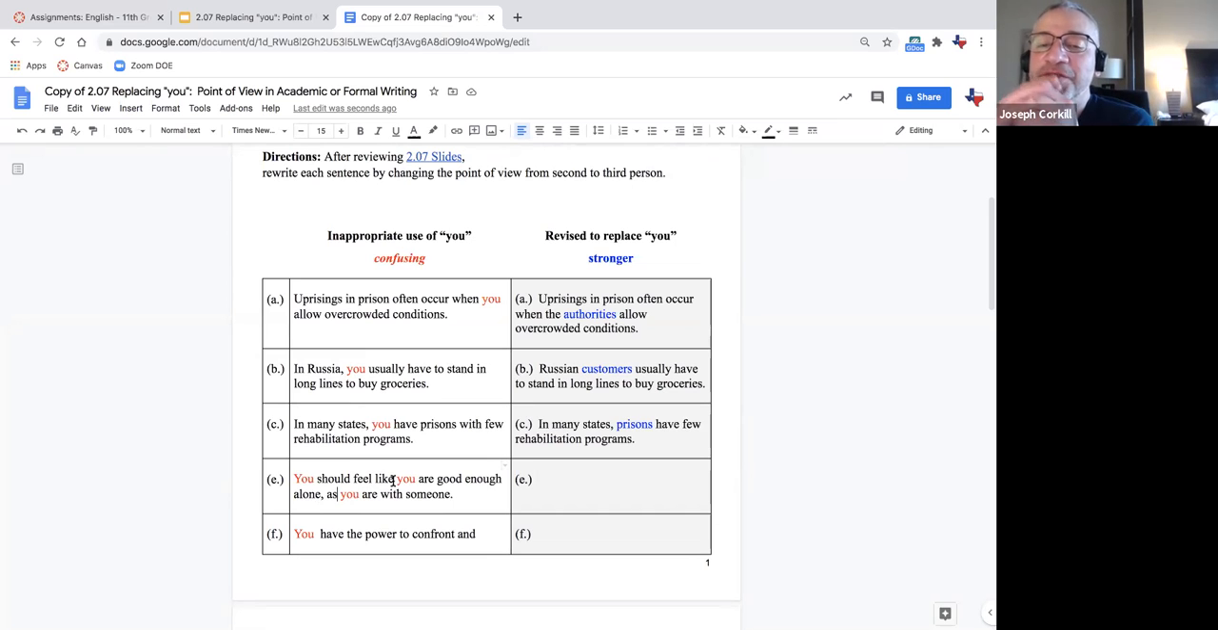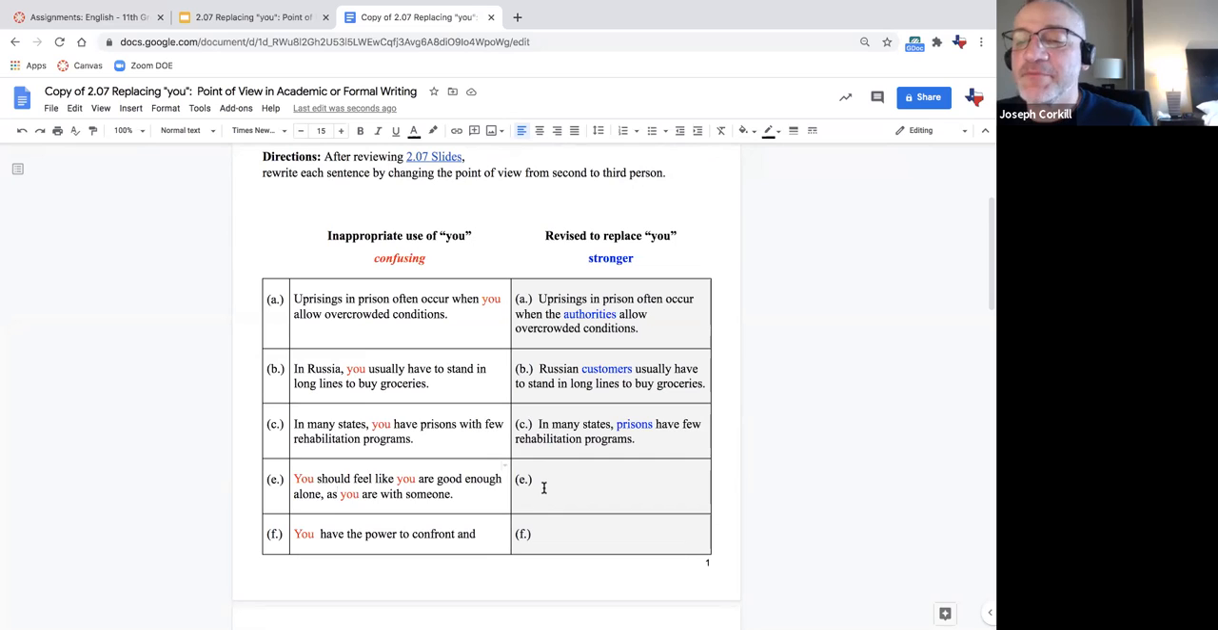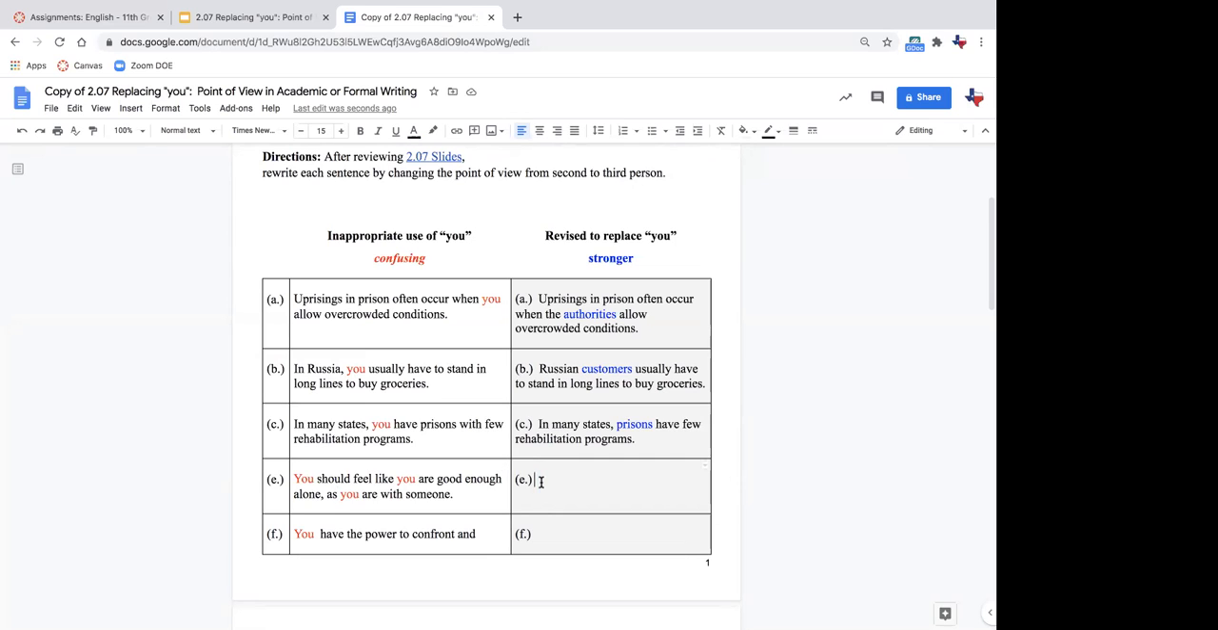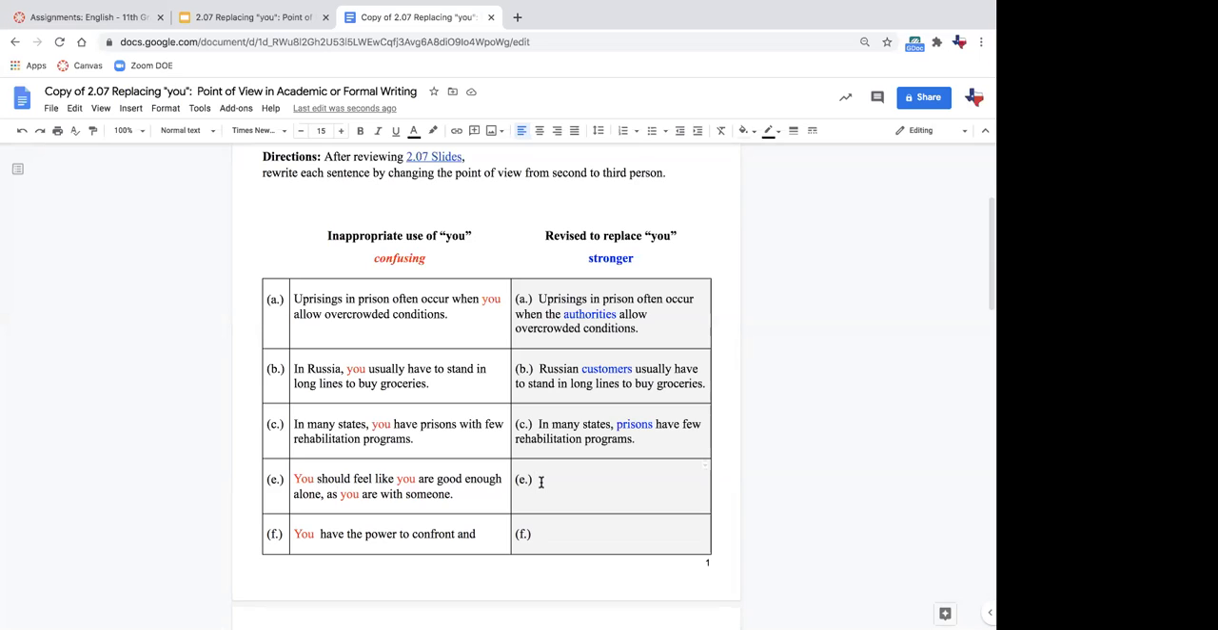Okay, who wants a shot at this one? Who wants a shot at changing it to third person? I'll do it. Okay, let's see. Tell me what to type in, I'll type it. It says, "You should feel like you are good enough alone as you are with someone."